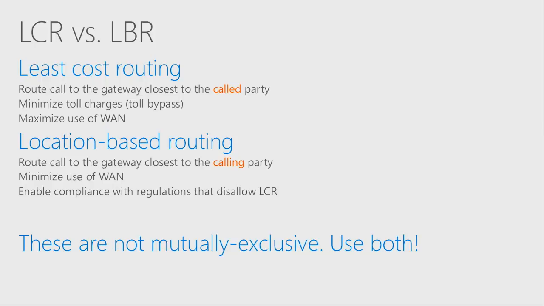In your deployment, it's not like there's a switch in Lync where you say, I want to do least cost routing or I want to do location-based routing. You actually will have scenarios where you'll do both. So they're not mutually exclusive. Use both. Use least cost where it makes sense, where you have the wide area network resources and you don't have compliance issues, and use location-based routing tactically to address those issues.